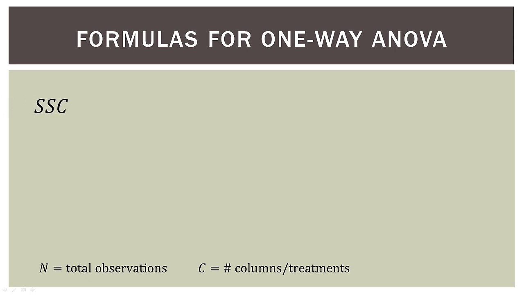So let's talk about SSC. Remember, that's sum of squares of the columns, or sometimes what's called the treatments. It's also the levels of our single factor we're looking at. Remember, I said they can go by different names. That's what I mean. So in this case, we had year 1, year 2, and year 3. Those are our columns.